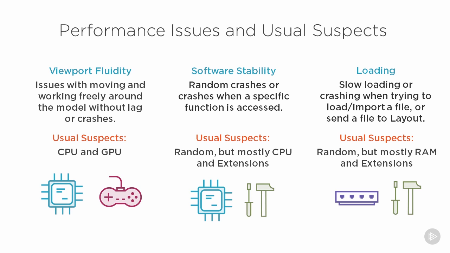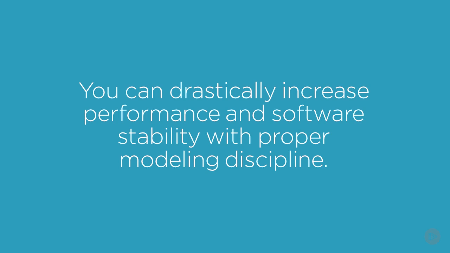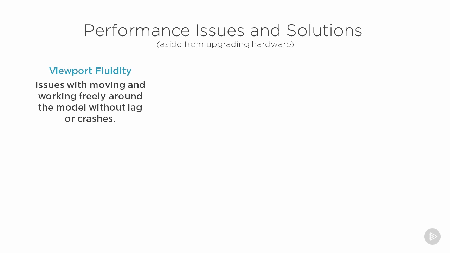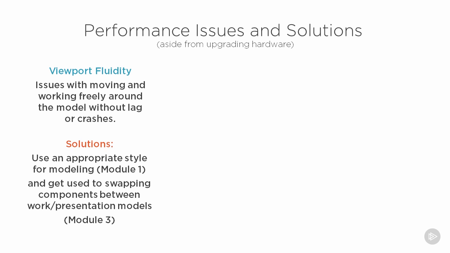Now here, for all of these categories, there is one thing that's really important to keep in mind, and that is that you can drastically increase performance and software stability with proper modeling discipline. So the solutions to the performance issues that you saw in the previous slide, aside of course from upgrading your hardware, which is always a good thing, are, for viewport fluidity, to use an appropriate style for modeling. So don't overload your video card with displaying extra textures and extra shadows when you don't really need them, and get used to swapping components between workable and presentation models.